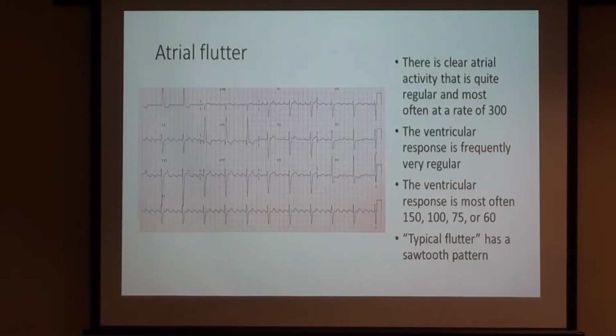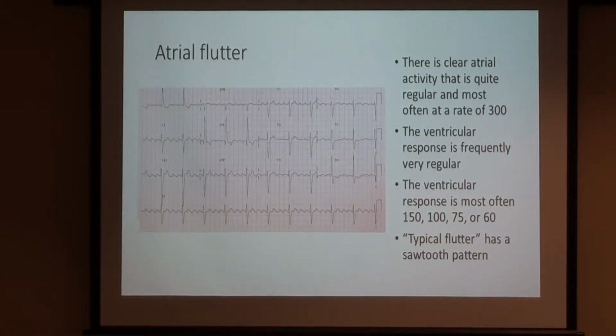Use your clues. If you see the sawtooth pattern, great, then it makes it easy. You can also look at the regularity of the ventricular response. That is also a clue. Not always 100% helpful, but it should be. If it's 100% regular and you think it's fibrillation, there's got to be a reason, right? Like complete heart block. So you can tell the difference between atrial fibrillation and atrial flutter almost always.